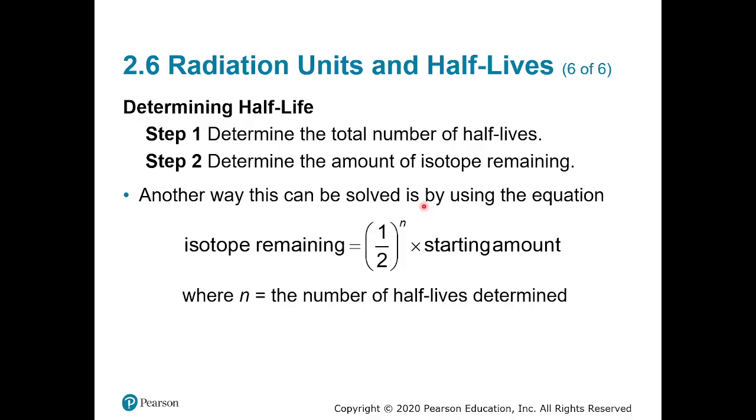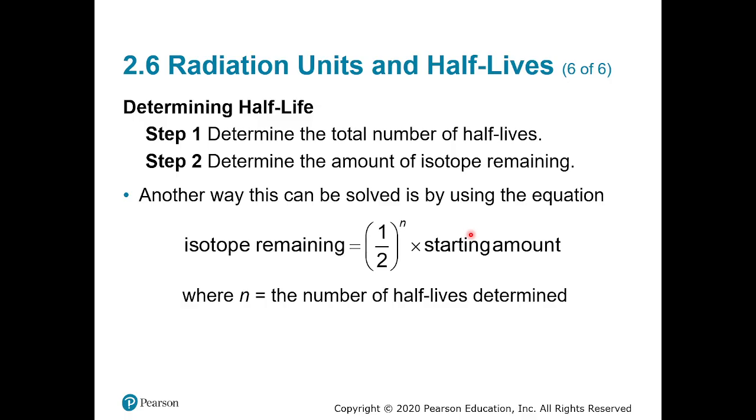All right, so let's talk about using half-life in equations. Step 1 is determining the total number of half-lives. Step 2 is the amount of isotope remaining. Another way to solve this is to use this equation, but honestly, I usually find people struggle when they use the equation and do it much easier if they just do it logically. Okay? So the equation would be the isotope remaining is equal to 1/2 to the power of the number of half-lives times the starting amount.